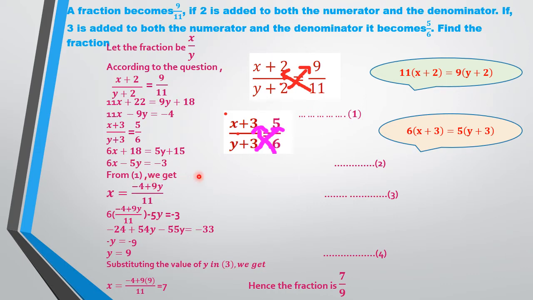From 1 we get x is equal to... Now from any one of the equations, either you take equation 1 or you take the second one, and you find the variable x. So here we are finding the variable x by taking from equation 1. We are transposing minus 9y to the RHS. It becomes plus 9y, and then we are bringing 11 to the denominator by transposing it to RHS. Hence, we are getting the value of x. We will substitute this value of x in the other equation.